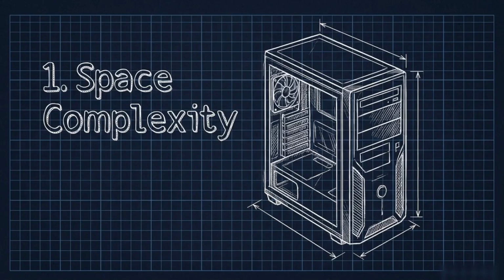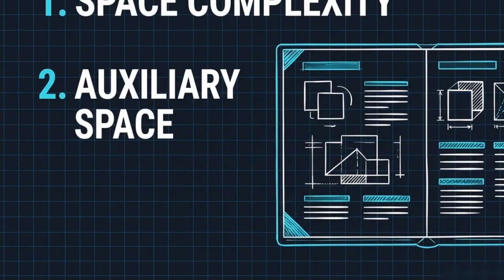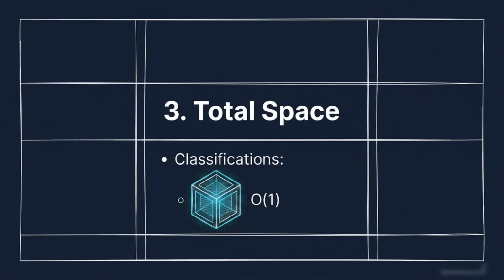For exam review, lock in these 3 definitions. Space complexity is the total memory required during execution. Auxiliary space is the extra working memory excluding the input, and total space requirement is the sum of both the input and the auxiliary space.